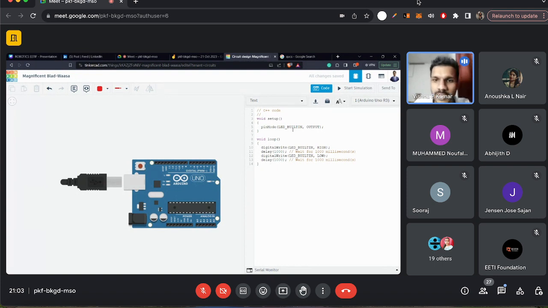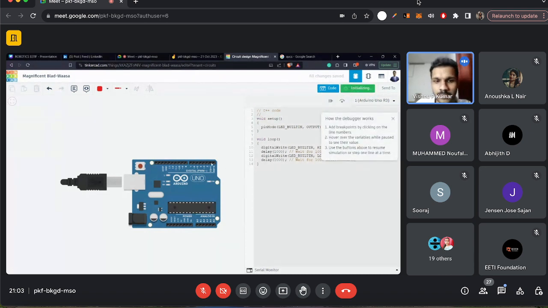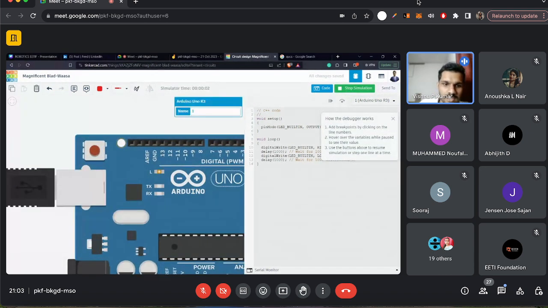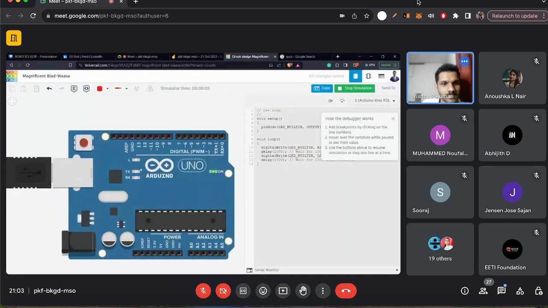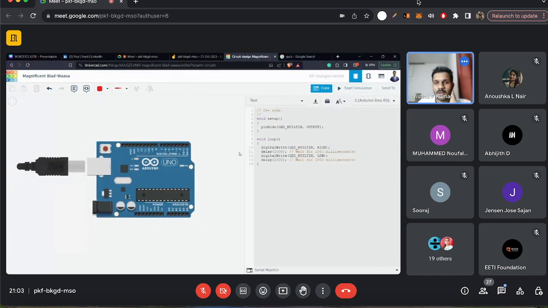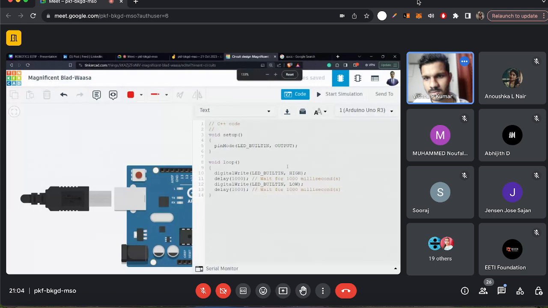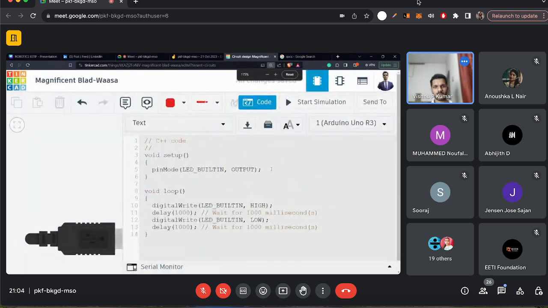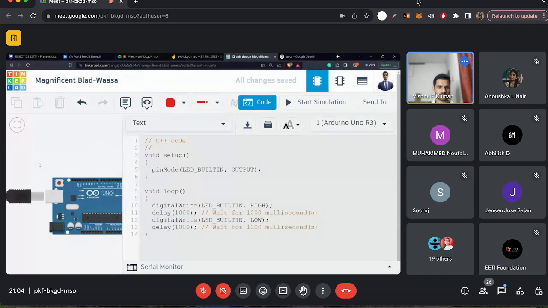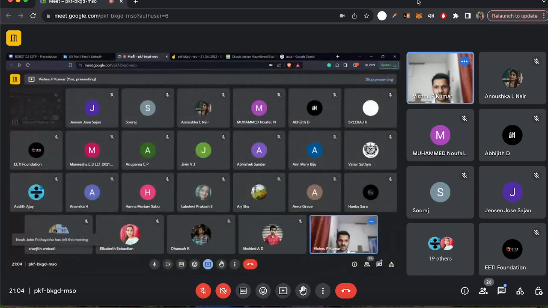So this is the default code that we get whenever we open the coding session. I'm going to click on start simulation. This code will be uploaded, and there is a small LED blinking over here. Now your LED is going to blink. I'll explain the code. Is the code visible? I think now it's visible.